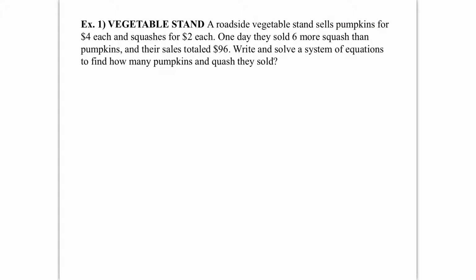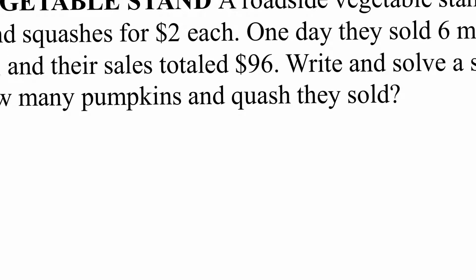So it says here that pumpkins are $4 and squashes are $2 each. One day, this stand sold 6 more squashes than pumpkins, and the total sale, or the amount they made that day, is $96. We want to write a system and we want to find how many pumpkins and squashes. Yes, I know we are missing one S, so let me just put the S for squash, S-Q-U-A-S-H, squash, they sold. So let me just highlight what we want. We want to find how many pumpkins and squashes were sold that day.